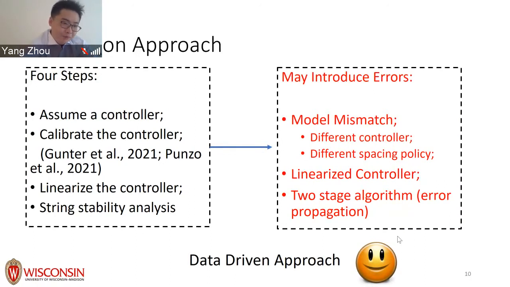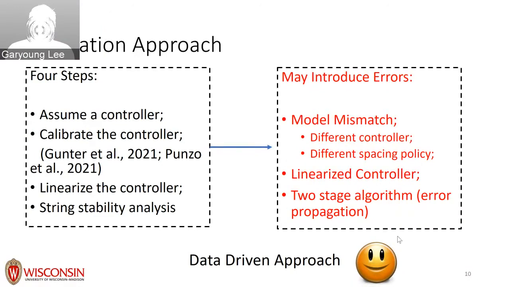However, it is not that accurate, and there are some errors that may be introduced during this process. As I mentioned earlier, we don't know the controller, so there could be a model mismatch, which will severely introduce errors. Because they have different controllers, we don't know what it is, and it may have different spacing policies, for example, the constant time gap policies, or the adaptive time gap policies, or even constant spacing policies.